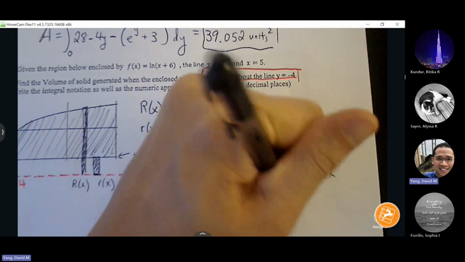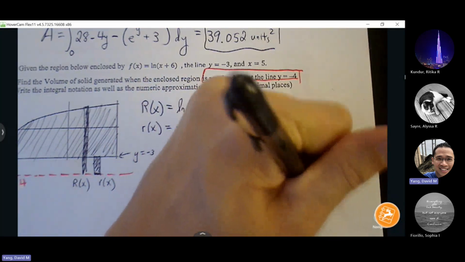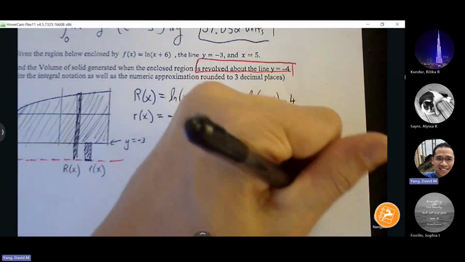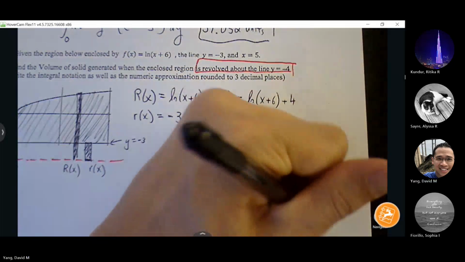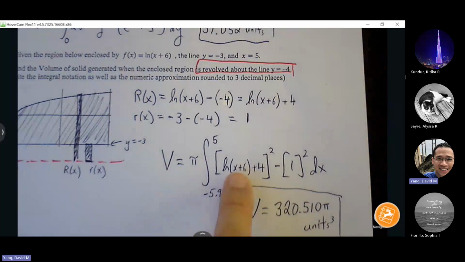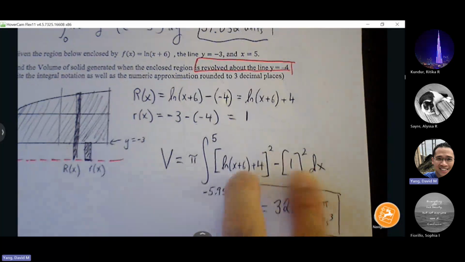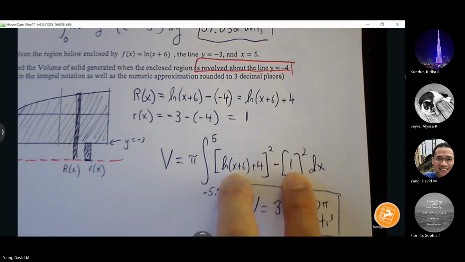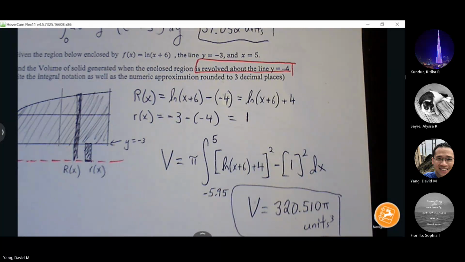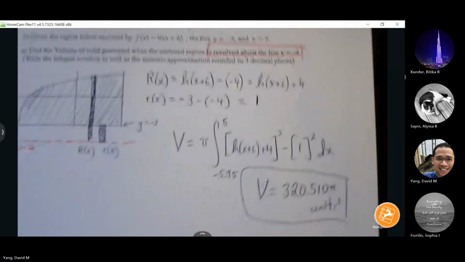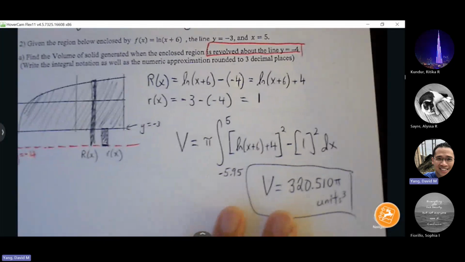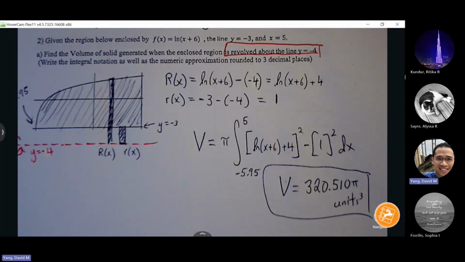Practice in your calculator here, 320.510. And don't forget, add pi. We can insert this under y1, insert this under y2. F9. Let me know if you have any calculator questions or issues plugging in or getting that answer. Okay, next page.